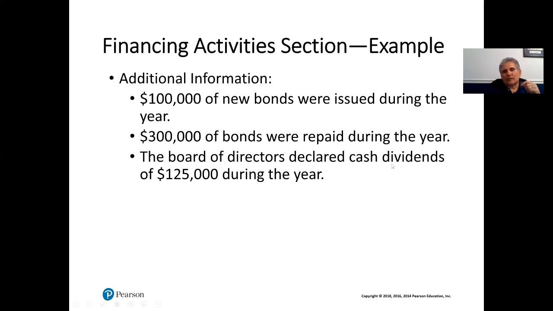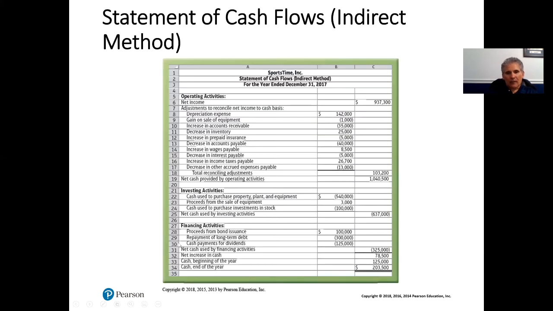And then cash payments to dividends. The board of directors declared cash dividends of $125,000. This should read declared and paid cash dividends. We're going to assume that, but it should read paid. Declared and paid cash dividends, $125,000. That's a negative $125,000. We're going to sum the $100,000 positive, the negative $300,000, and the negative $125,000. We're going to sum this up, and that ends up with a net cash used by financing activities of a negative $325,000.